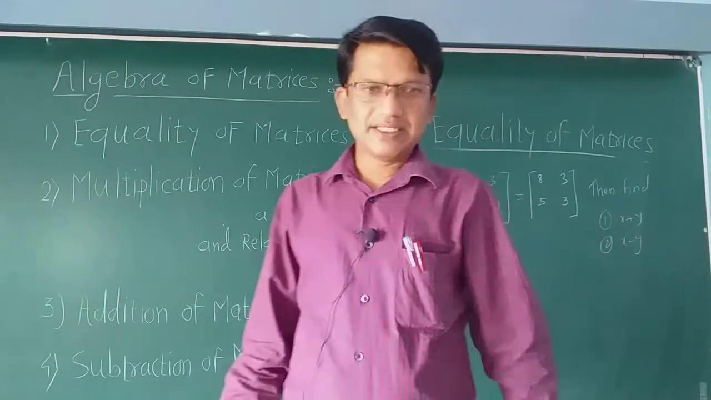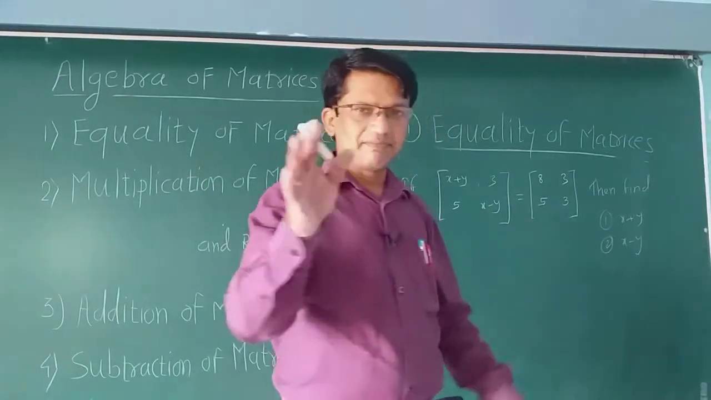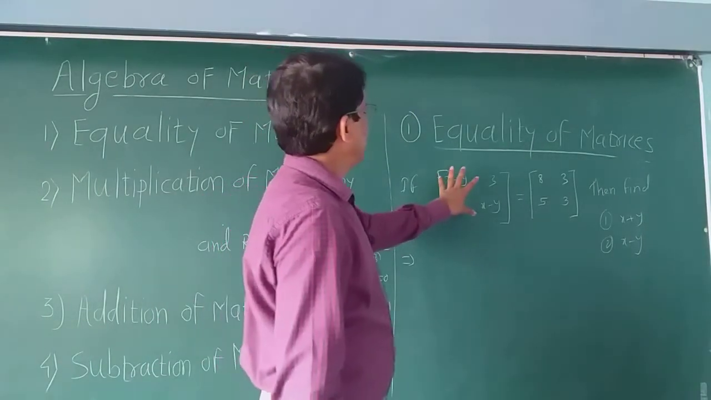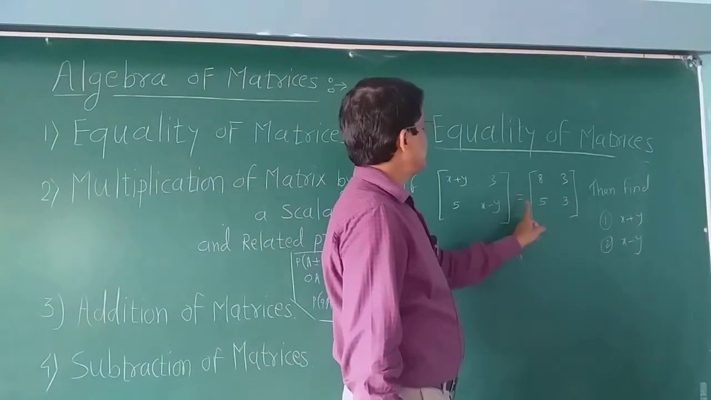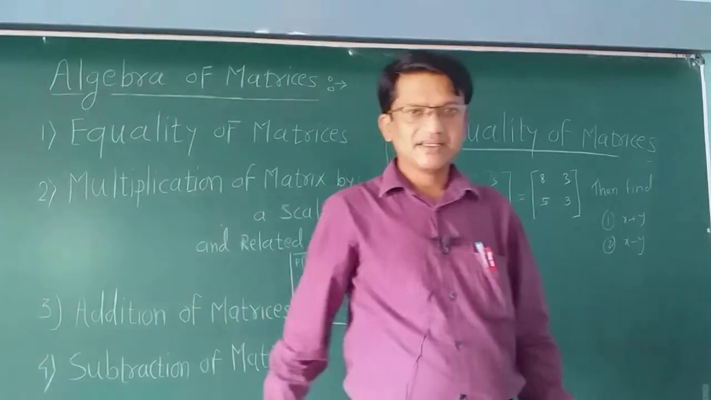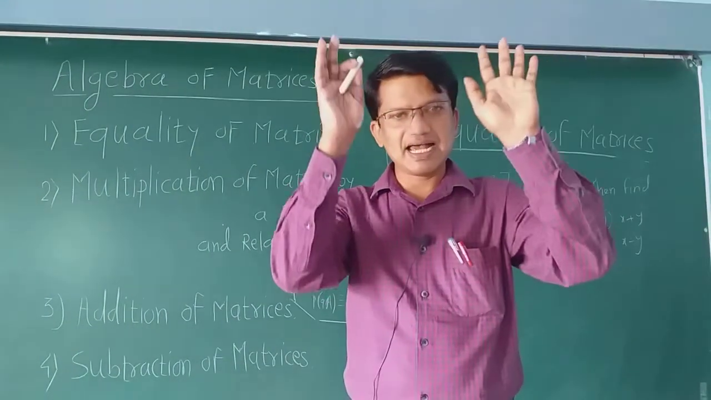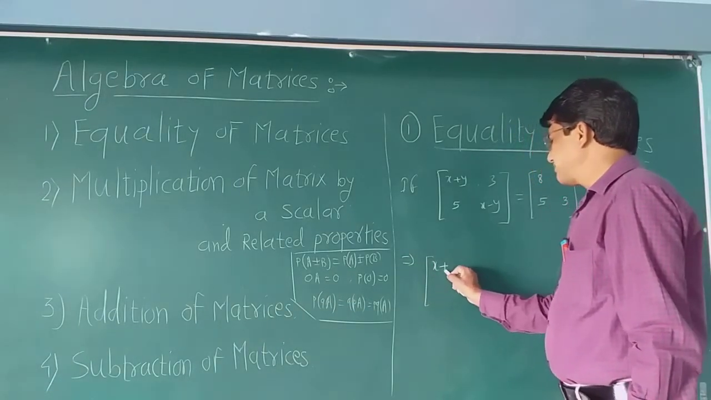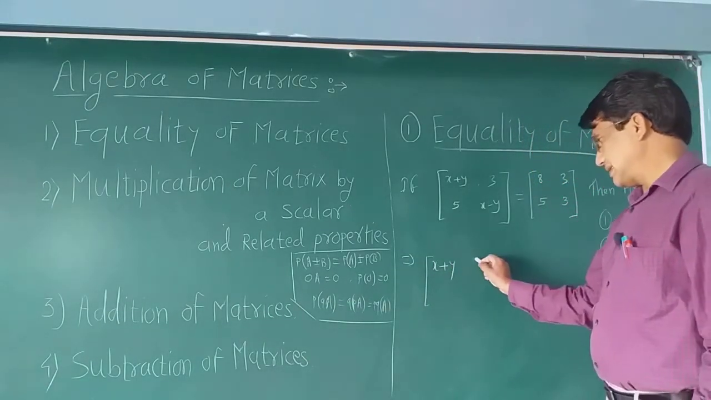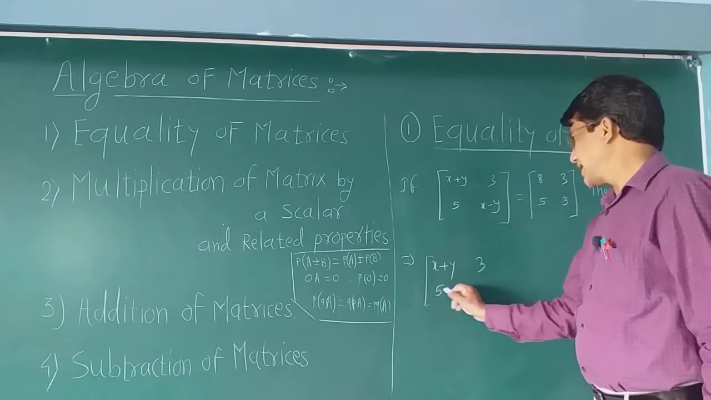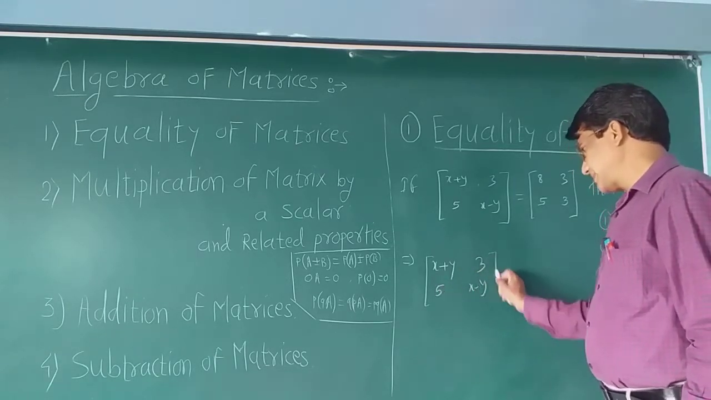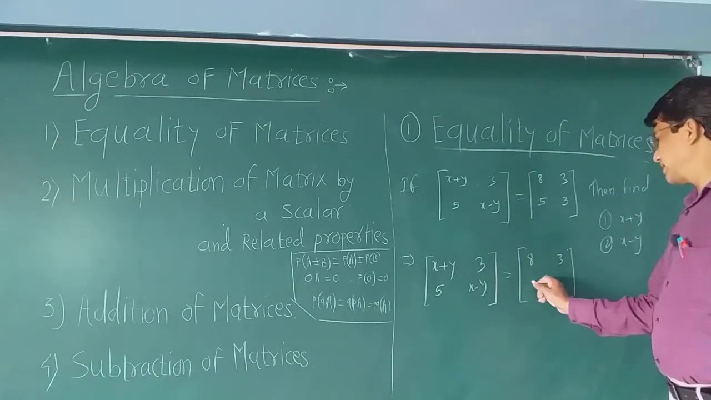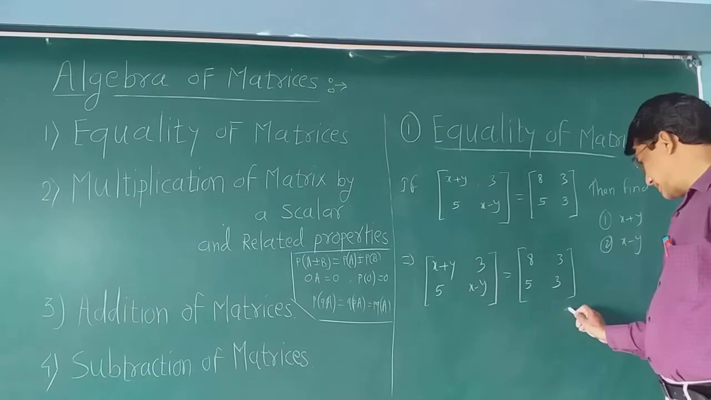Okay, now see what is given. This is our example given. Look here, what is our given condition here? Here first matrix and second matrix, they are having equal sign, means two matrices are equal. Here what is given? x plus y, here 3, here 5, x minus y. This is equal to 8, 3, 5, 3. This is given.